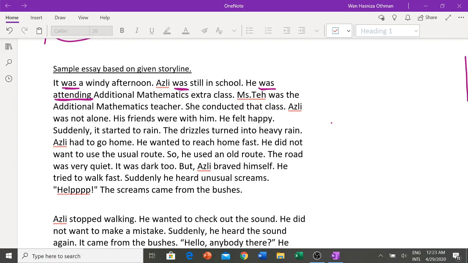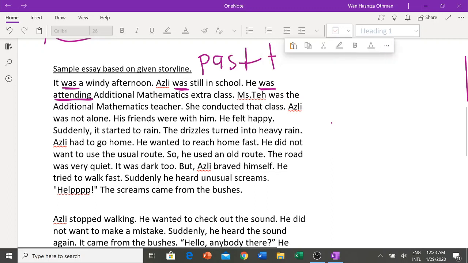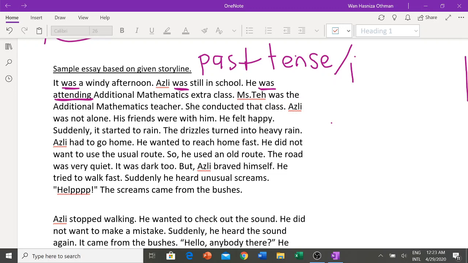There are only two verb forms you can use: past tense, which I will use today, most of it, or past continuous tense. Sorry, I couldn't really draw. So this is past continuous tense.